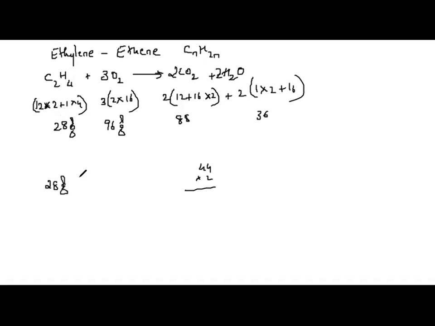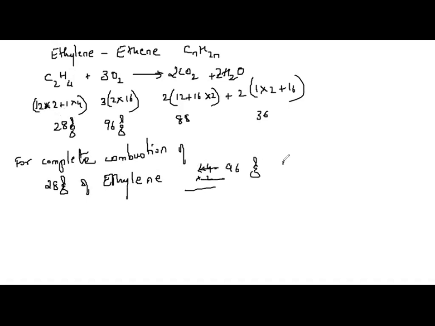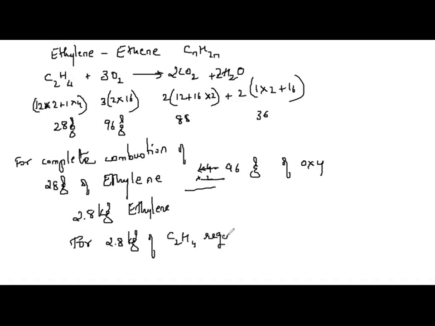For complete combustion of 28 grams of ethylene, I am requiring 96 grams of oxygen. Correct? They have asked for 2.8 kg of ethylene. How much oxygen is required? So for 2.8 kg of C2H4, how much is required?